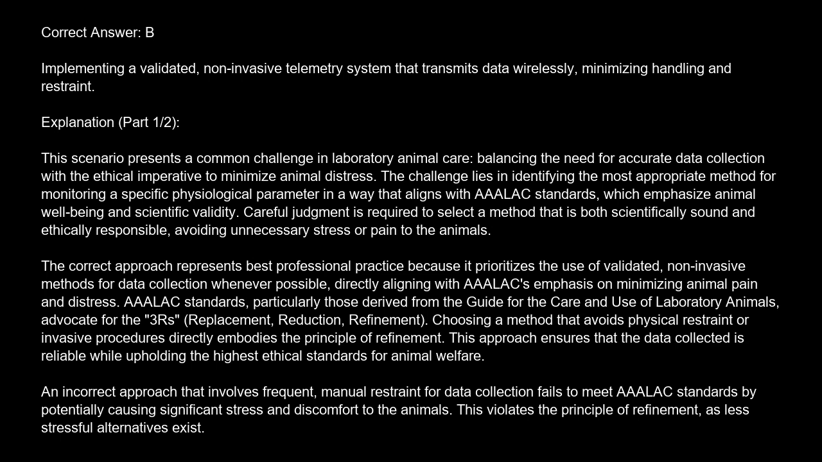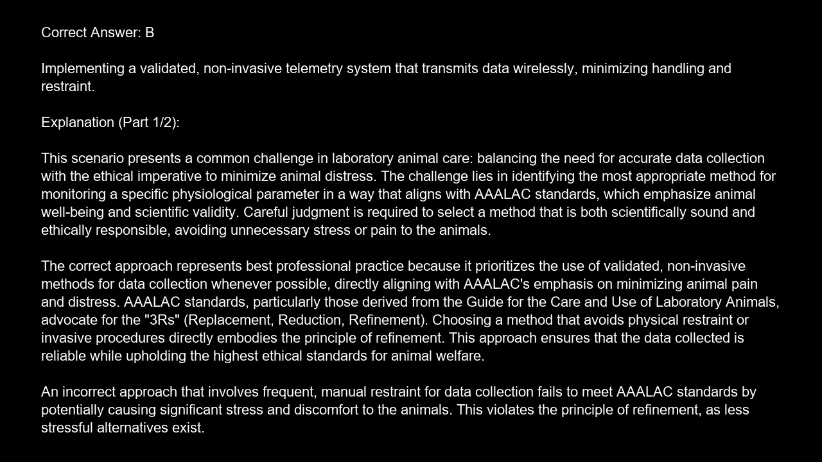Explanation. This scenario presents a common challenge in laboratory animal care, balancing the need for accurate data collection with the ethical imperative to minimize animal distress. The challenge lies in identifying the most appropriate method for monitoring a specific physiological parameter in a way that aligns with AALAC standards, which emphasize animal well-being and scientific validity.